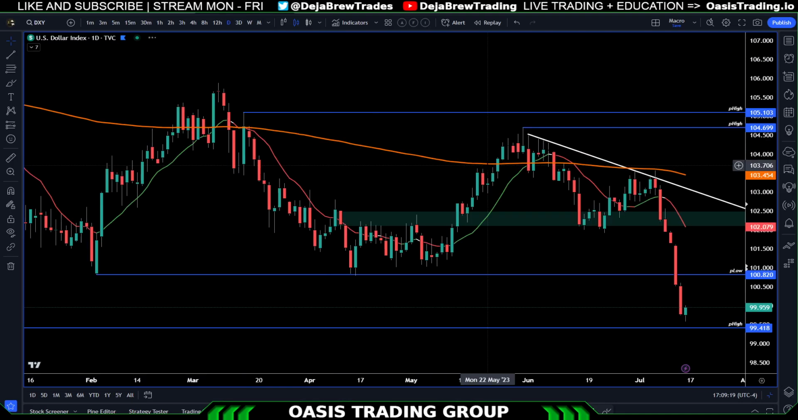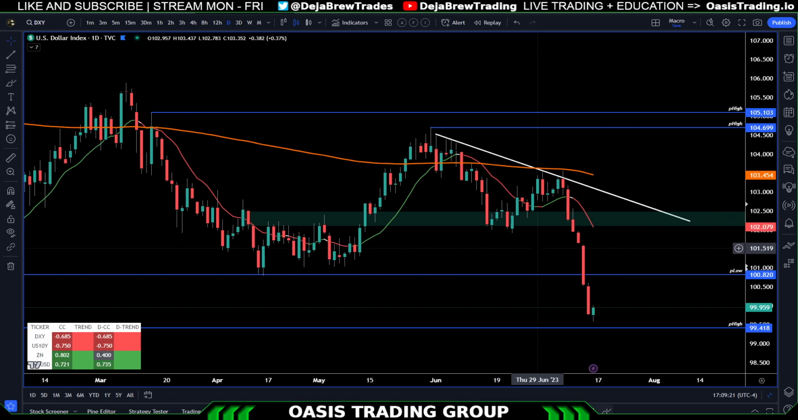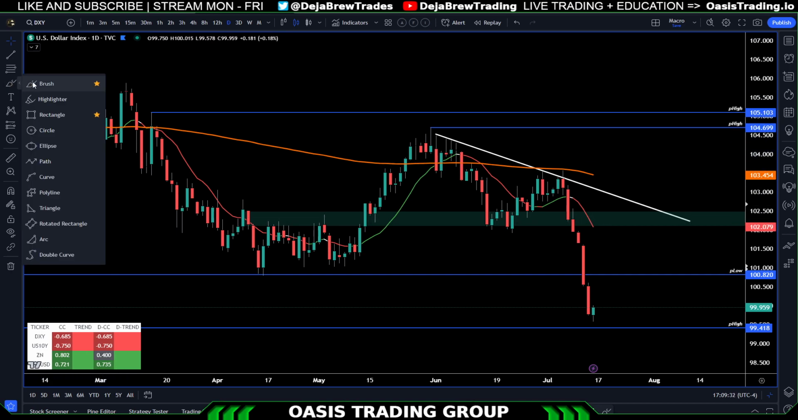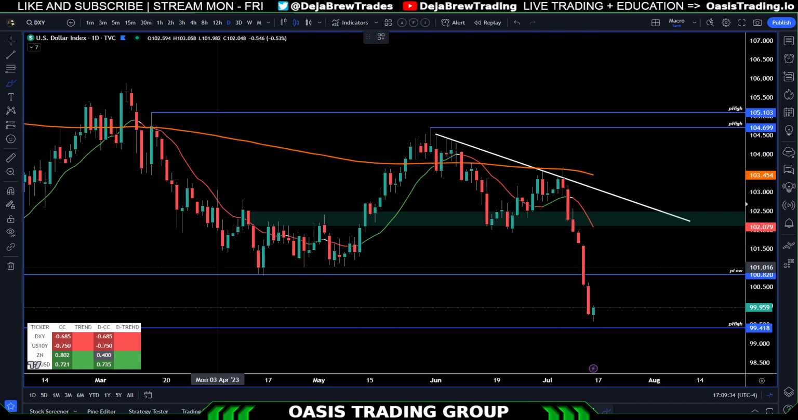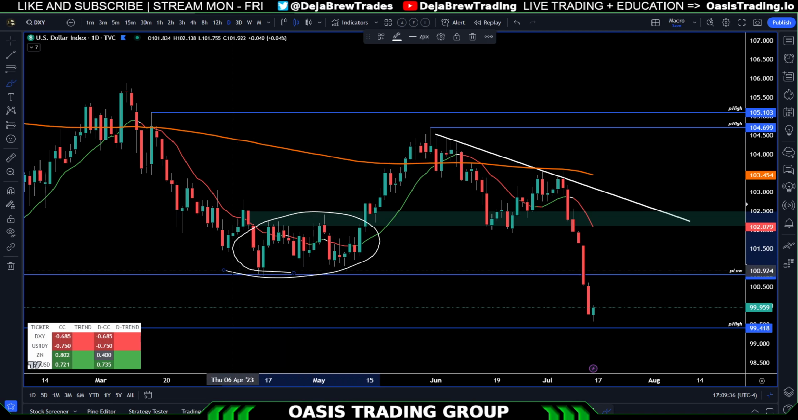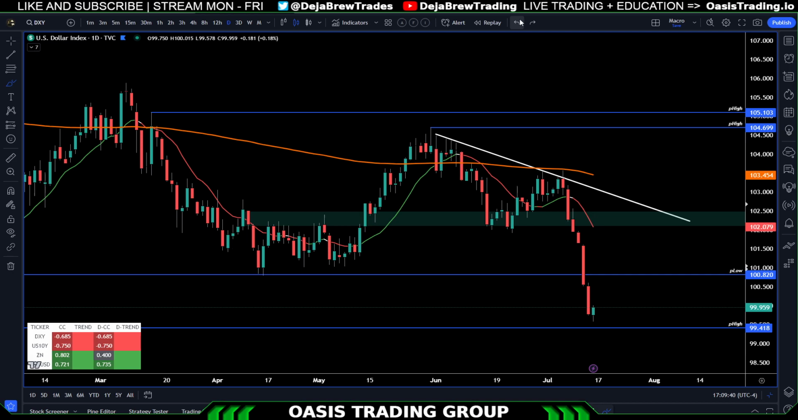All right, moving on to the dollar here. So we talked about last week, I believe it was last week, maybe the week before, if we failed the 200 EMA, then we would be looking for a possible retrace into this accumulation, probably sweeping those lows, or at least testing those lows. And that's basically what we saw here.